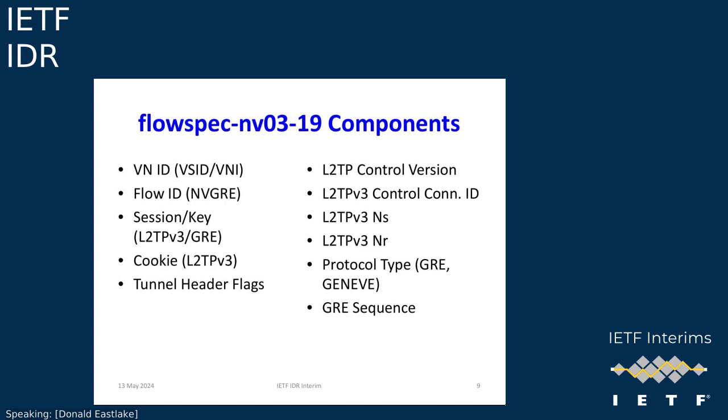Tunnel header flags: almost all tunnel headers, if there is a non-null tunnel header, do have some flags in them. So there's this one component type for matching against those. No reason to have different component types for different kinds of tunnels. And then the rest is all fairly straightforward. I don't even offhand remember what NS and NR stand for, but if you go look at the L2TPv3 spec, it defines what they are there. Next slide.